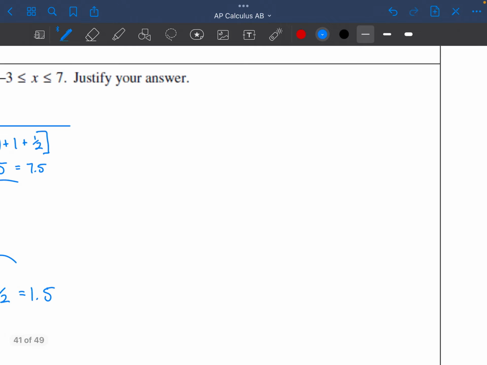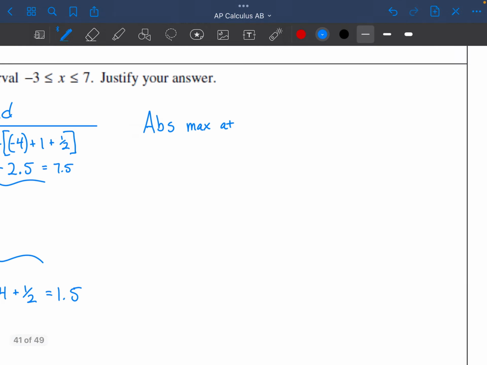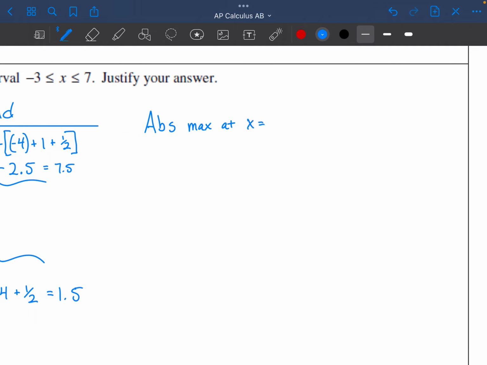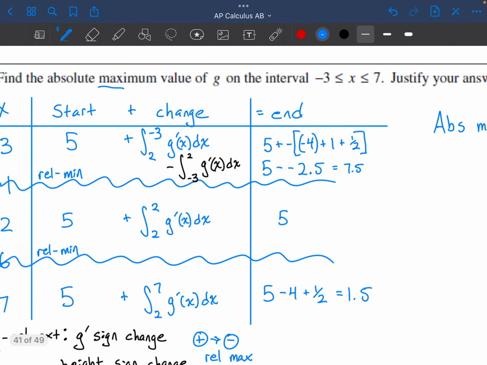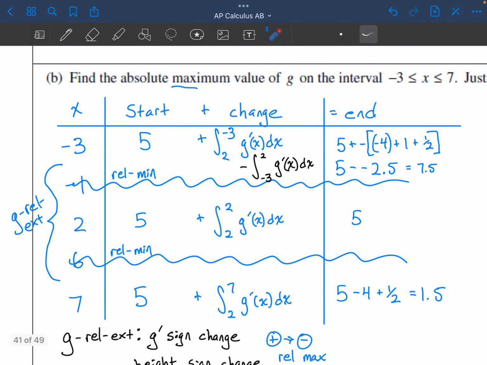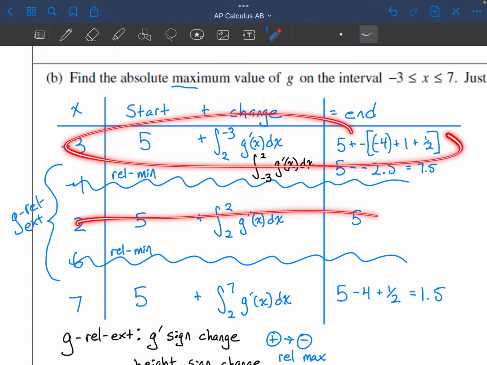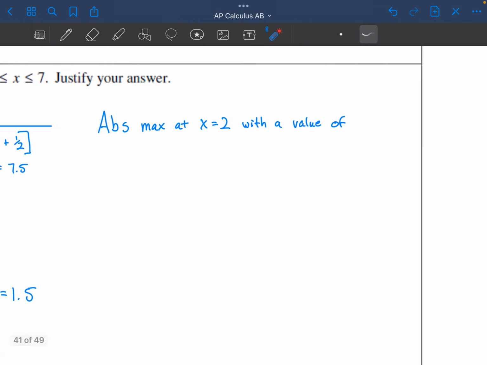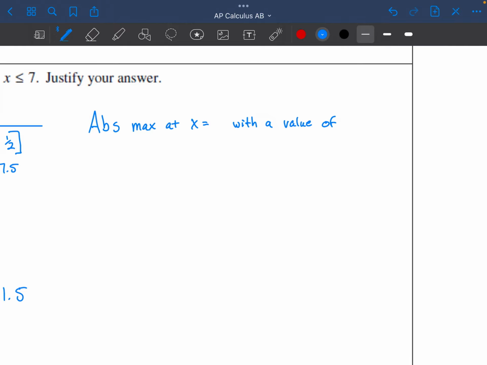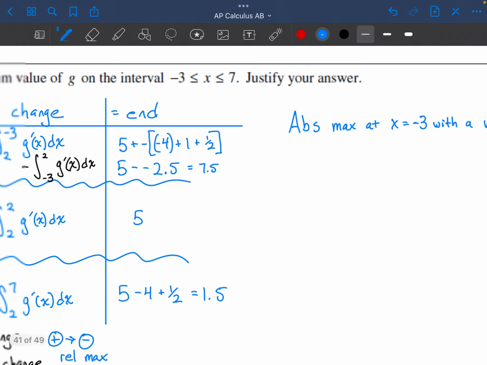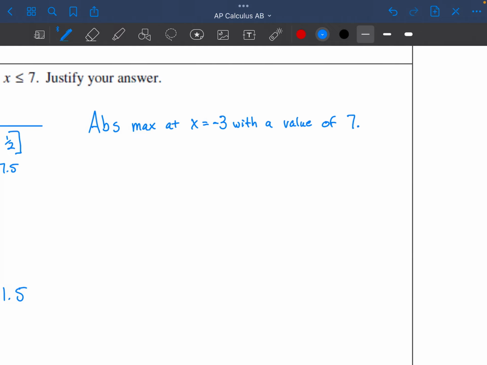We'll somewhere over here say that the absolute max happens at, what was the x coordinate? 2. At x is equal to 2 with a value of... Why did I say 2? Oh my god. Okay. Our absolute maximum is not 2. It was not that one. It was this one at -3. I apologize. All right. Go back and fix that. X is equal to -3 with a value of 7.5. Cool. And that's all there is to that.